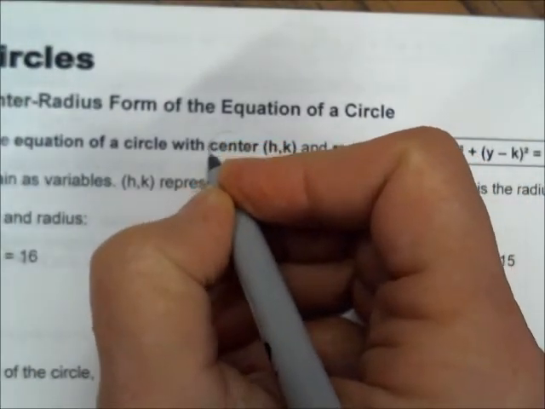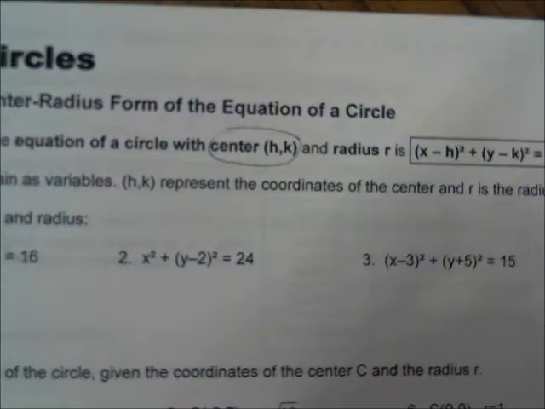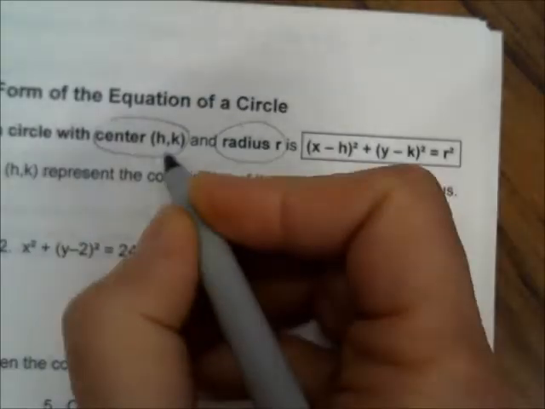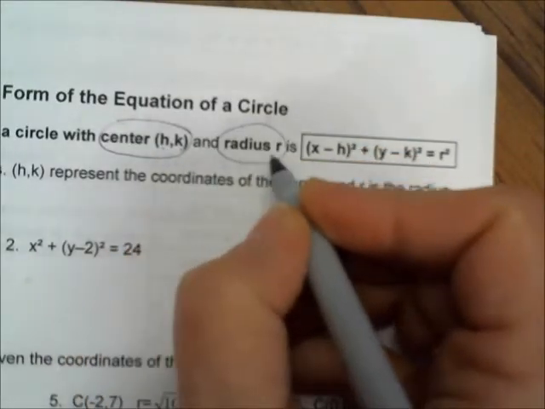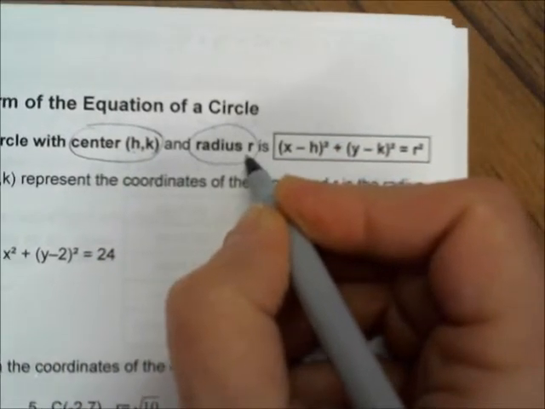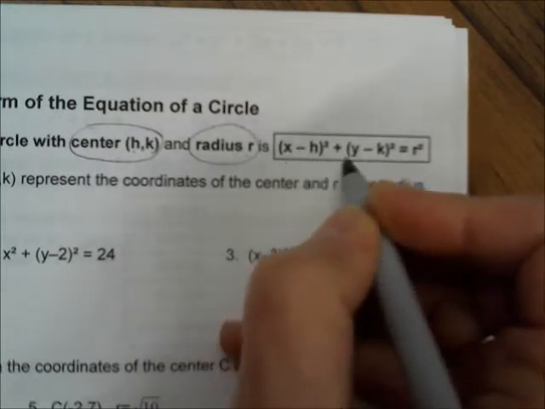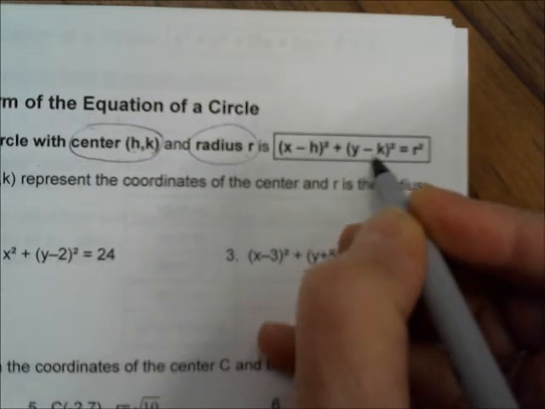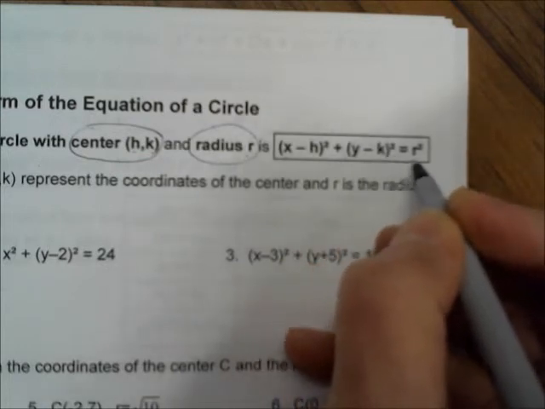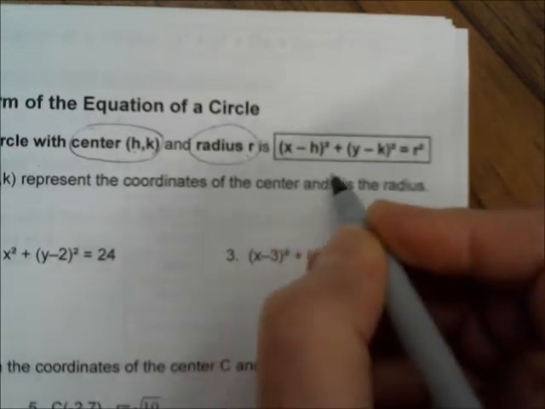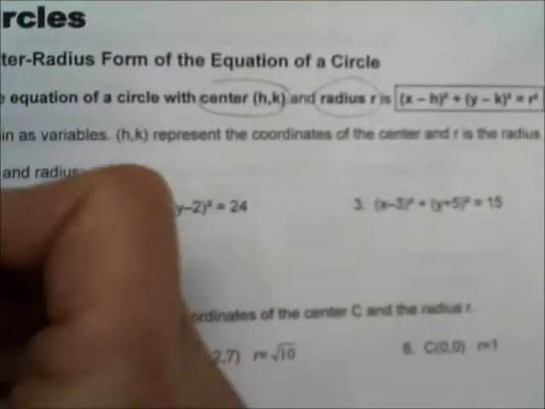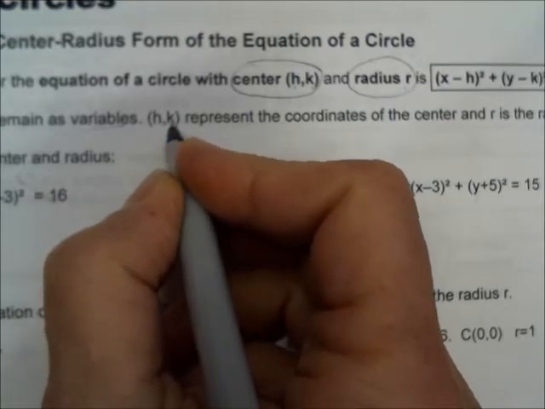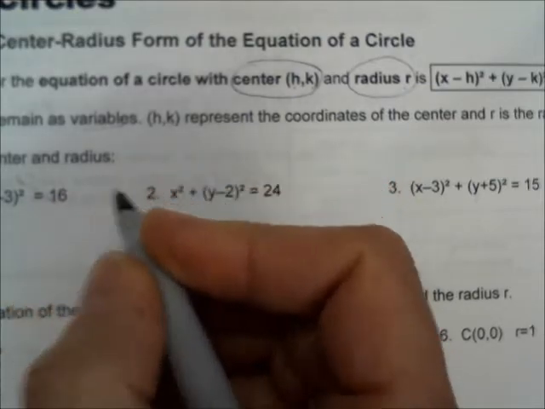Now remember, the center is going to be at (h, k), and the radius is going to be called r. So h, k, and r are going to be numbers. x and y are just going to be letters, so you have (x - h) squared plus (y - k) squared, and that's equal to the radius squared. That's just the formula for the equation of a circle. Remember, x and y are variables. h and k are whatever the center is, and r is what the radius is.